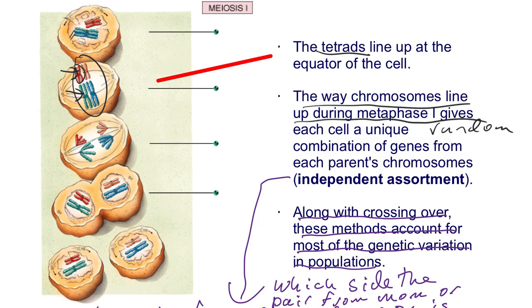And that's important because that's another source of variation called independent assortment. The alleles are independently assorted. So genetic variation in the offspring is because of these two things: crossover, which mixes up the cards in the deck, as it were, and independent assortment, which would be the chromosomes lining up randomly at the metaphase plate.